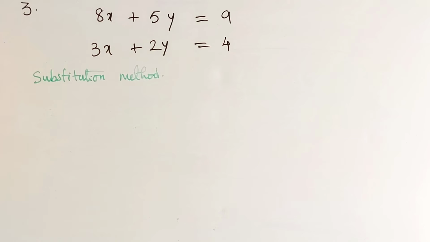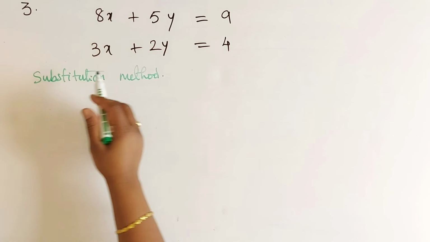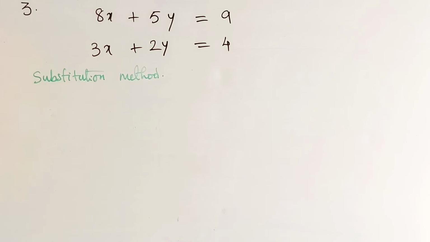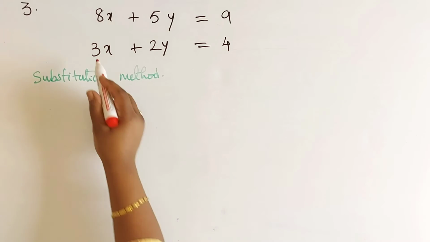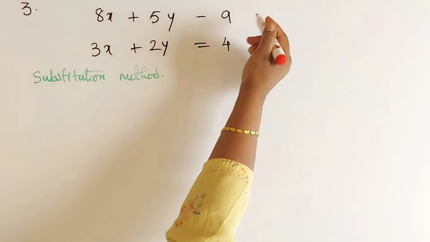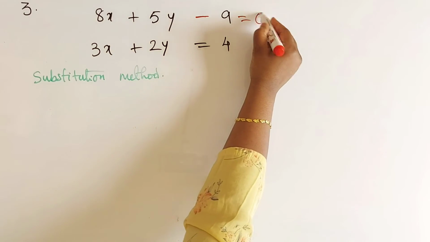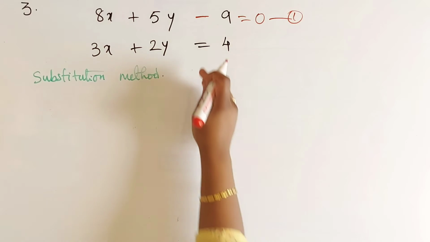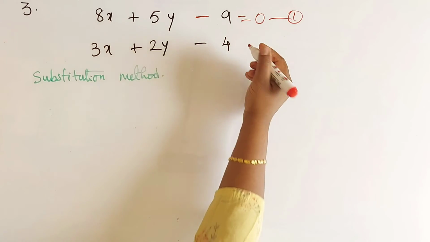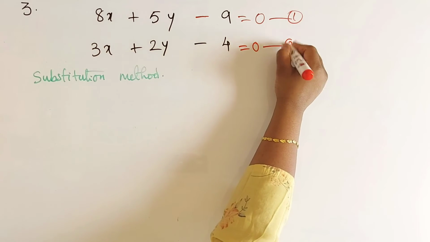Third question, children: solve the following pair of linear equations by the substitution and cross multiplication methods. First one, 8x plus 5y equal to 9. Second one, 3x plus 2y equal to 4. Let us change the equations into standard form first. So 8x plus 5y minus 9 equal to 0, this is the first equation. And the second one, 3x plus 2y minus 4 equal to 0. This is the second equation.